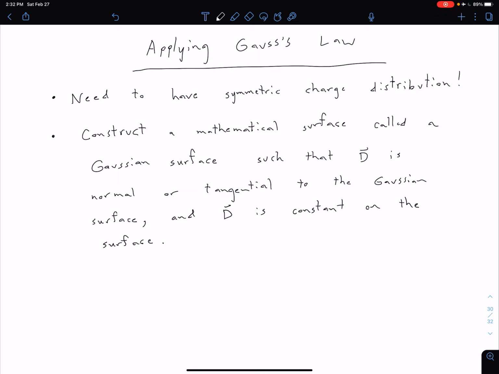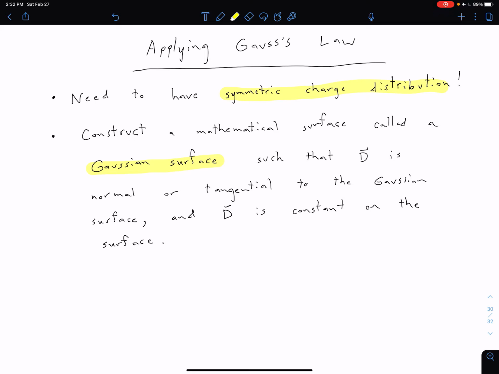Before we look at some examples, let's talk about in general how we should be applying Gauss's law. As we stated in the last video, to easily apply this, we need to have a symmetric charge distribution. If we have a non-symmetric charge distribution, we need to use Coulomb's law. So what we're going to do in applying Gauss's law is construct a mathematical surface called a Gaussian surface. Of course, this isn't a physical structure, it's just some mathematical model that we're utilizing.